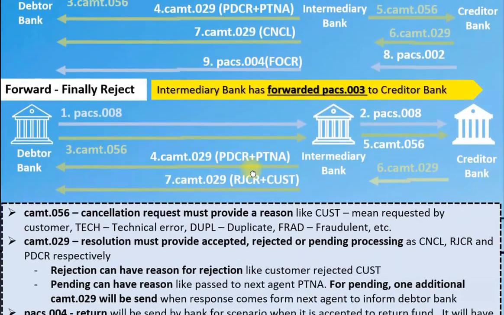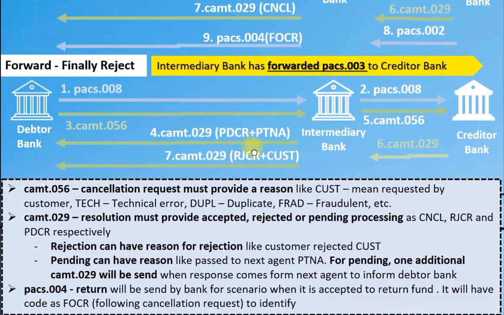Before moving ahead, let's quickly recap what is happening and which messages are involved. camt.056 is used for requesting. The request reason can be customer, technical, duplicate, fraud. It can vary from clearing to clearing, supporting ISO messages, and over SWIFT as well. camt.029 typically provides three replies: one is rejection, one is pending, one is acceptance.